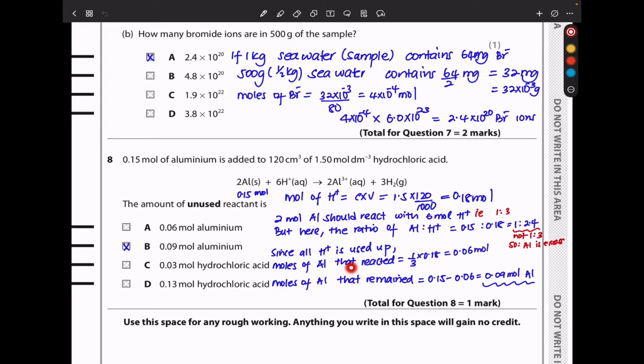So the moles of aluminium are going to be 2 divided by 6 times the moles of the acid, which is the same as 1 over 3 times the moles of the acid, giving me 0.06 mole. So the moles of aluminium that remained are going to be the moles that were there initially minus the moles that have reacted to give me 0.09 mole of aluminium, and my answer is going to be B.